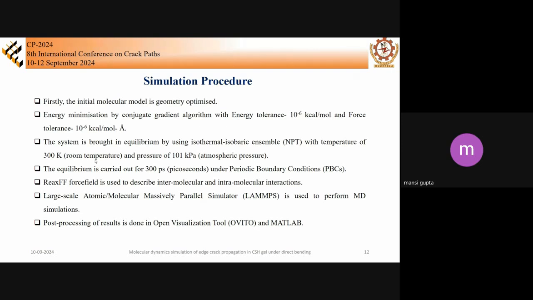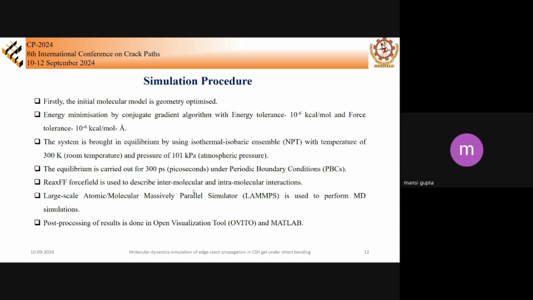The system is brought to equilibrium using the isothermal and isobaric ensemble with a temperature of 300 Kelvin and a pressure of 101 kPa. The equilibrium is carried out for 300 picoseconds under periodic boundary conditions. The ReaxFF force field is used to describe the inter and intramolecular interactions.